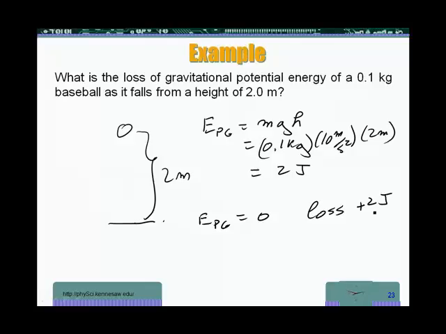Notice that I would have found the same result if I used another reference point. For example, let me choose the initial position as a reference point. Then EPG initial would be 0. EPG final would be minus 2 joules. I'm 2 meters below the reference point, so my h is going to be minus 2, and it's the same expression as here, but with a minus 2, that's why I will get minus 2 joules. So I go from 0 to minus 2 joules, so my loss is still 2 joules.